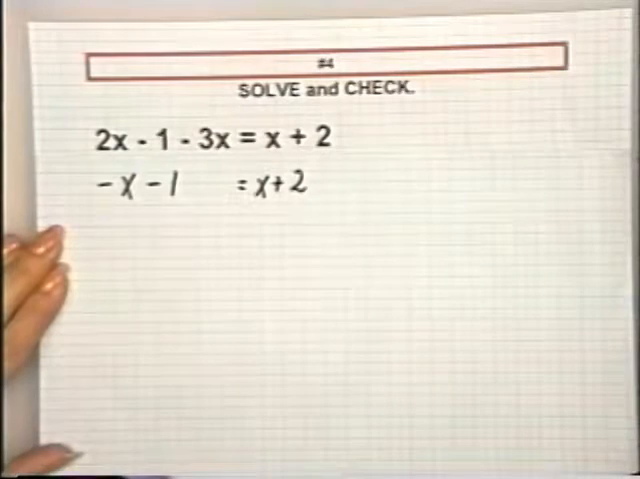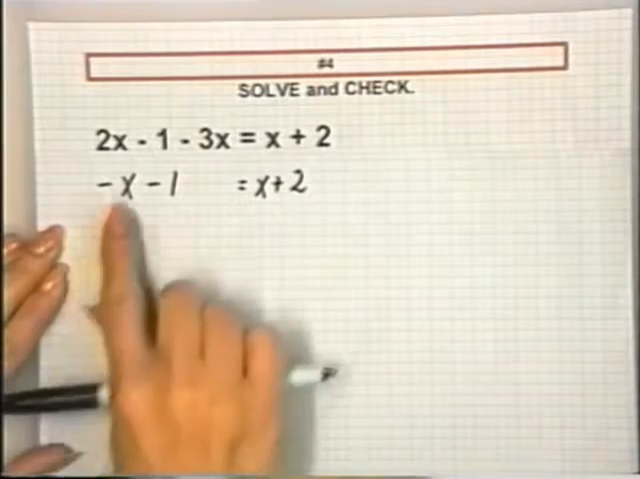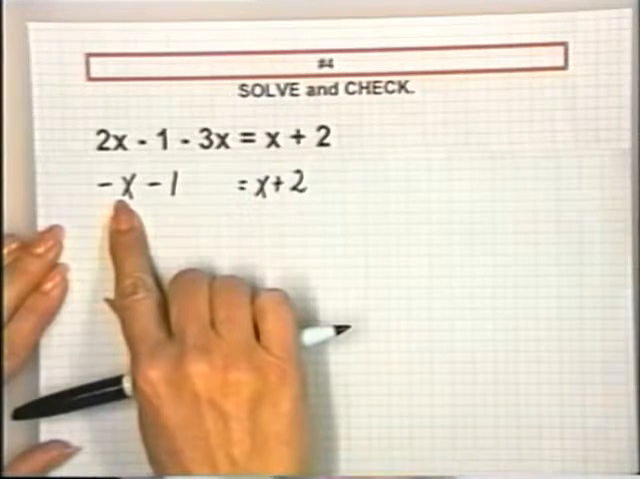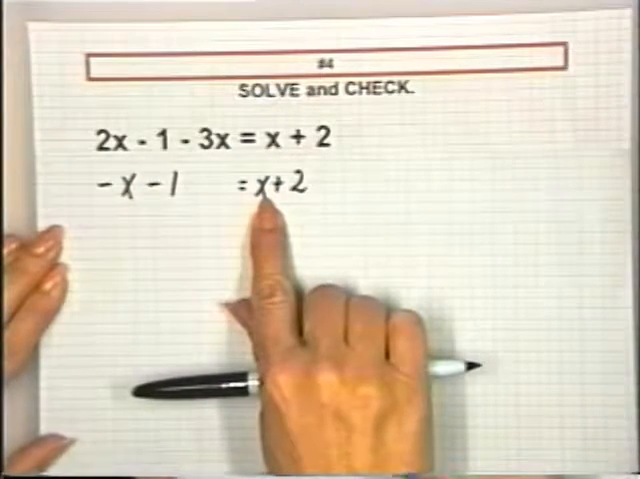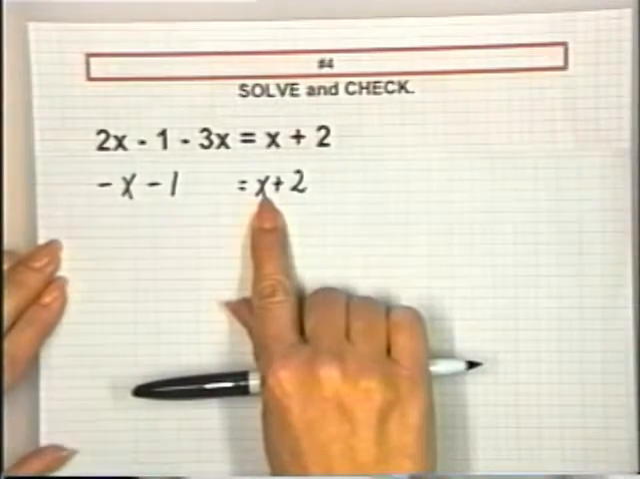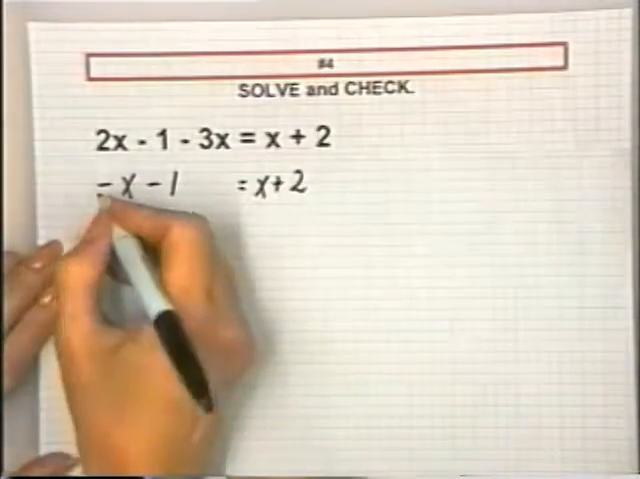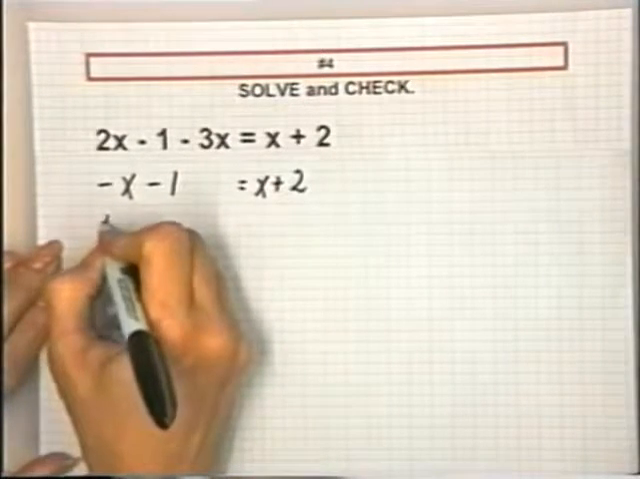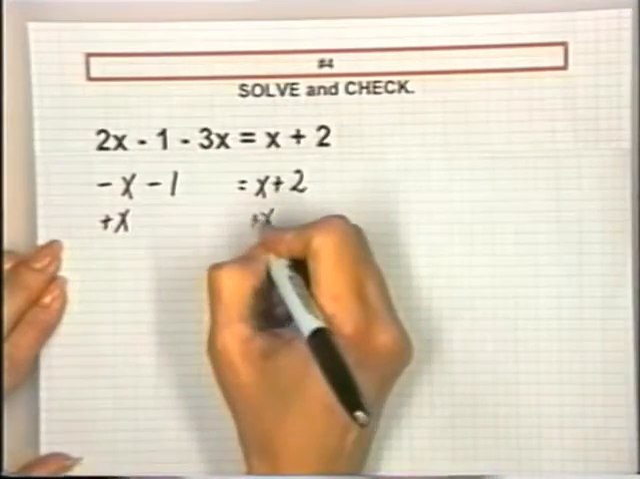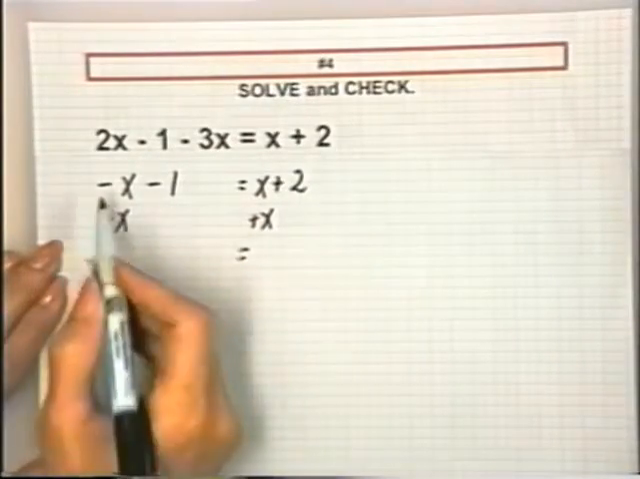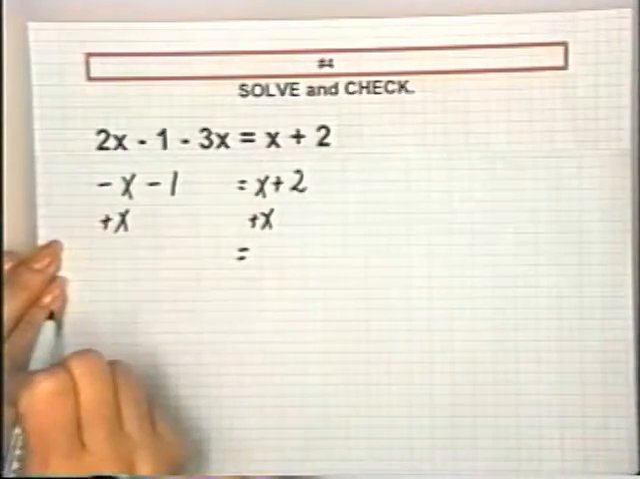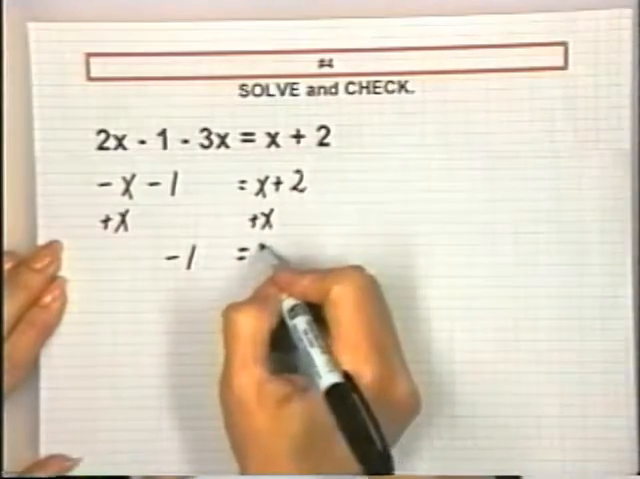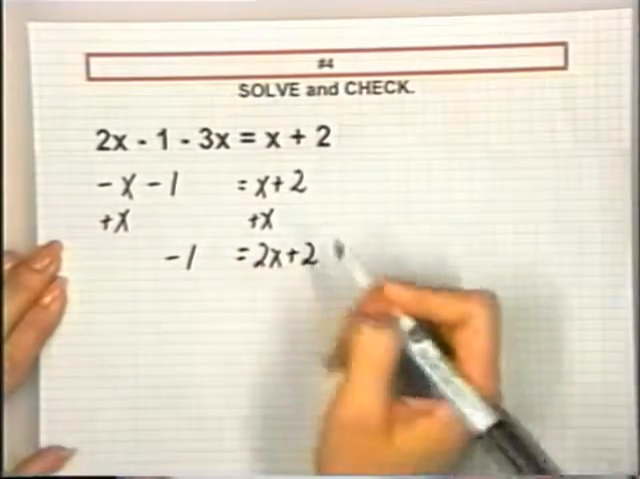I now want to get the x terms on the same side of the equation. I will move the negative x because its coefficient is -1, and that is smaller than the coefficient of a positive x, which is a positive 1. To move the negative x, since it has been subtracted from the left side of the equation, I will add x to both sides of the equation. -x plus x is 0x. I am left with -1 equals x plus x is 2x plus 2.